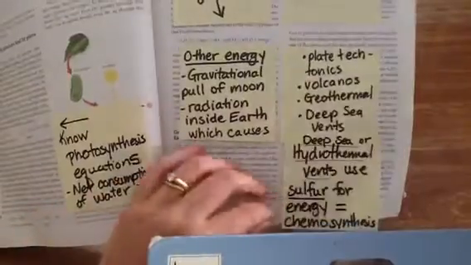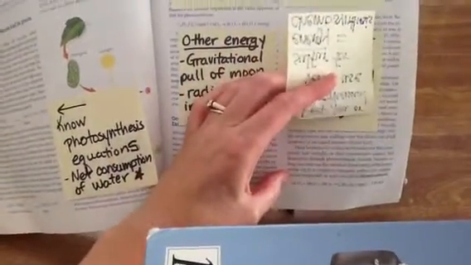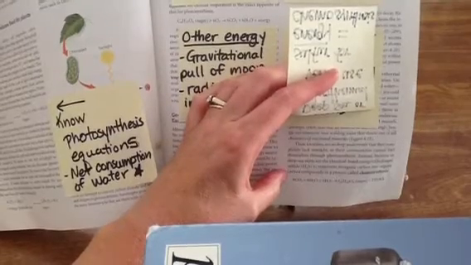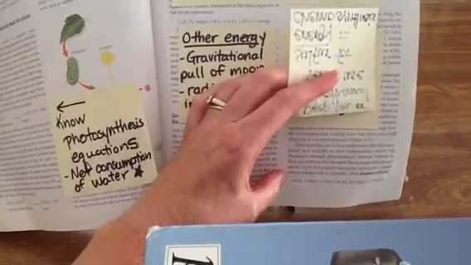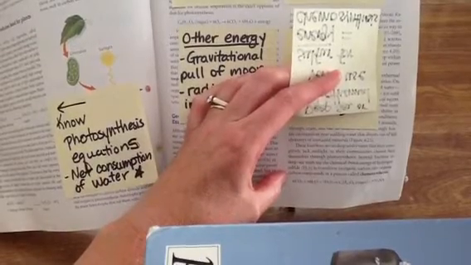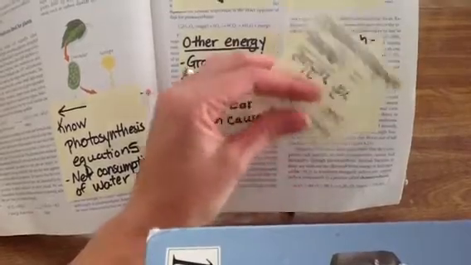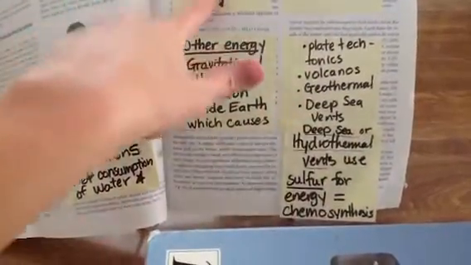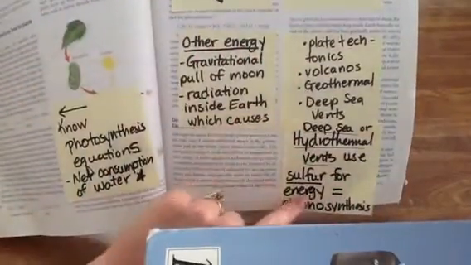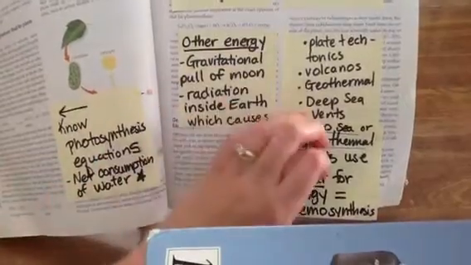So when you see an equation, like down here at the bottom of your page, that's the equation for chemosynthesis. And if you have a multiple choice question that asks which one of these is chemosynthesis, look for the one with an S for sulfur, because of these three, photosynthesis, cellular respiration, and chemosynthesis, it's the only one that uses sulfur. So look for the S for sulfur.